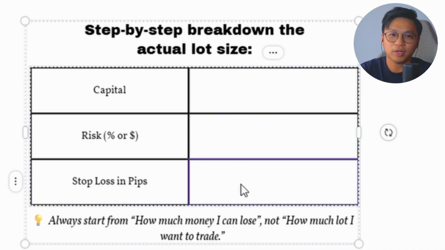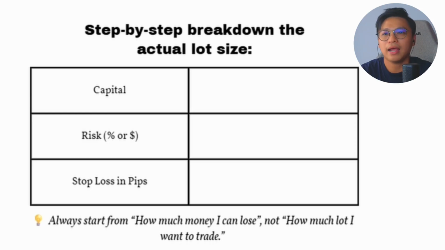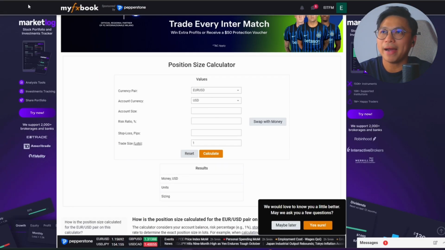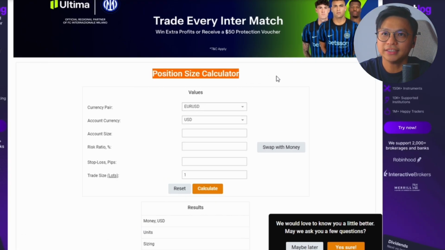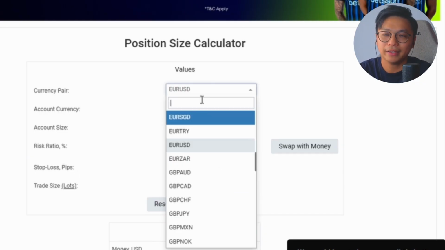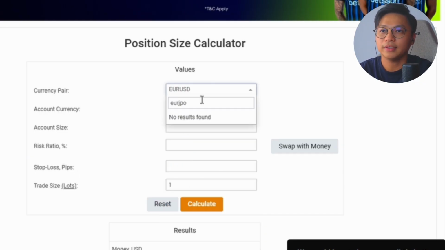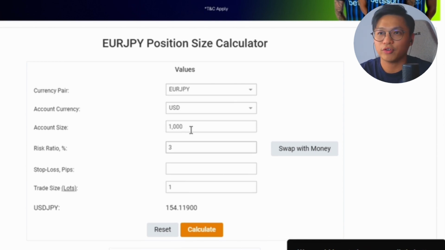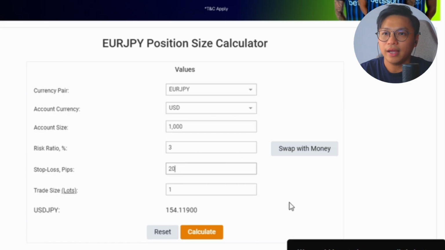And you need to understand what the stop loss in pips is. This is the most important thing, to measure the range of your trade. Let's say you are trading with a 30 pips stop loss, then you need to jot it down here, and always start from thinking about how much money I can lose, not how much money I want to earn. Once you have this information, you can go to MyFXBook. Here you can see the position size calculator. For step number one, you just choose the currency pair that you are trading right now, for example Euro Yen. Account size, let's say $1,000, and risk 3%. Let's say your stop loss is 20 pips, and you can click calculate.